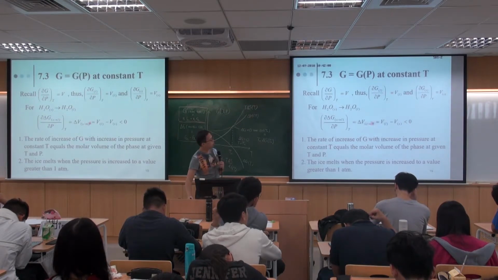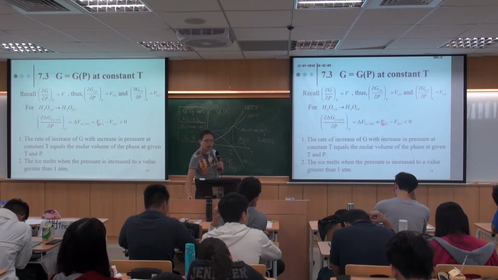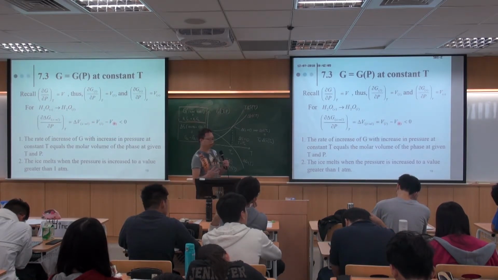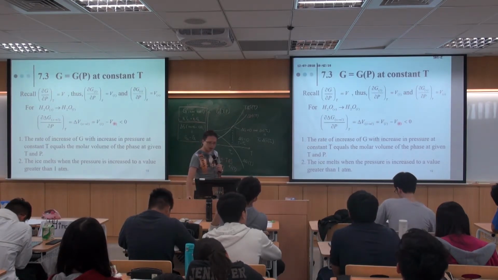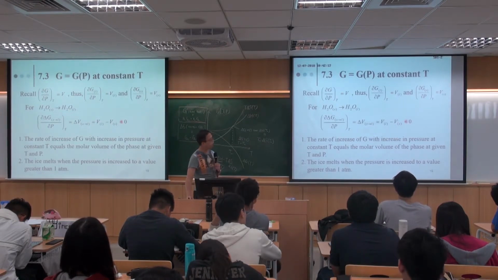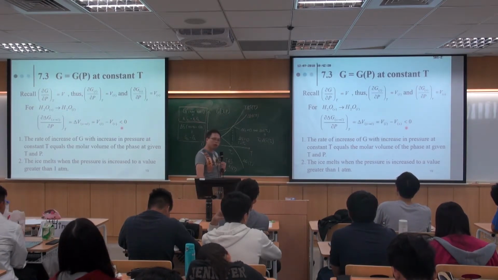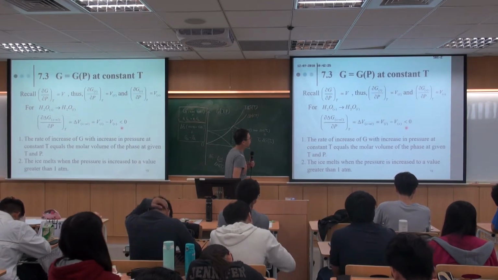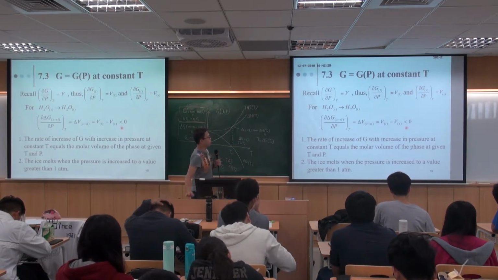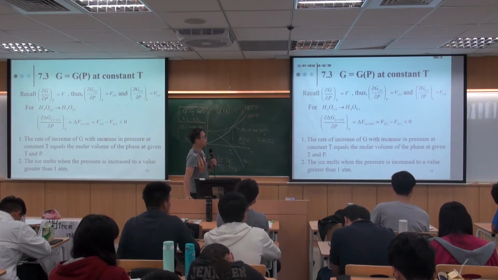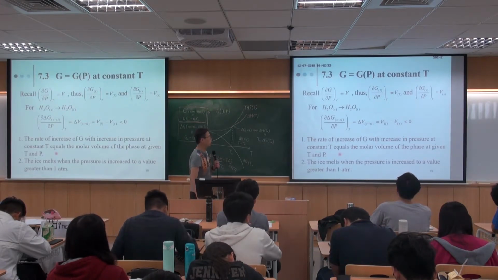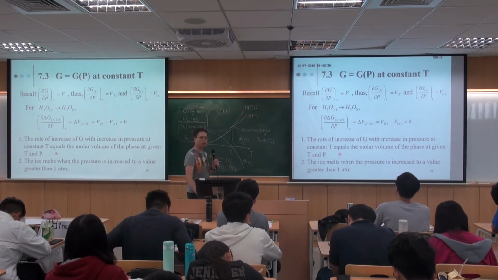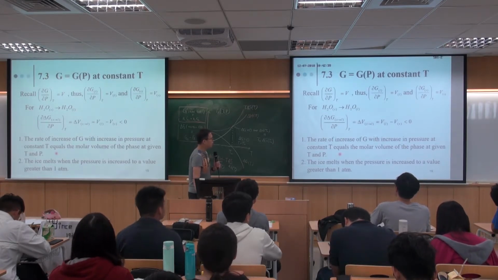It's a very different case. So the liquid phase will actually have a smaller volume compared to the solid phase. So ice will have a larger molar volume because it has a lower density. So in fact, this number will be negative. But for most other materials, this will be a positive number. Later we'll see that. So the rate of increase of Gibbs free energy with an increase in pressure at constant temperature equals the molar volume of the phase at a given temperature and pressure.